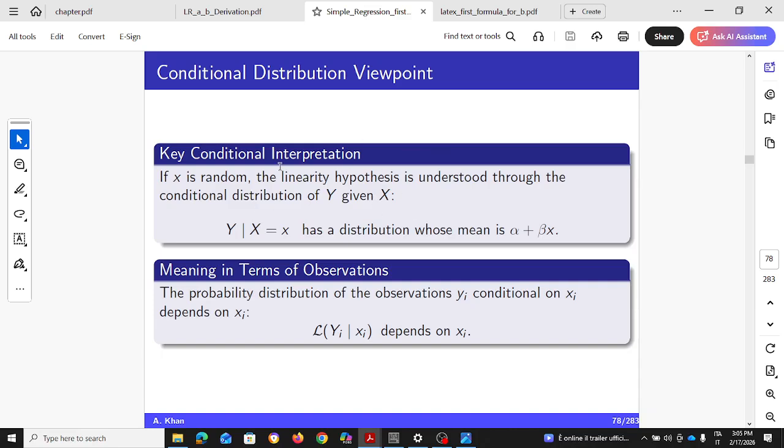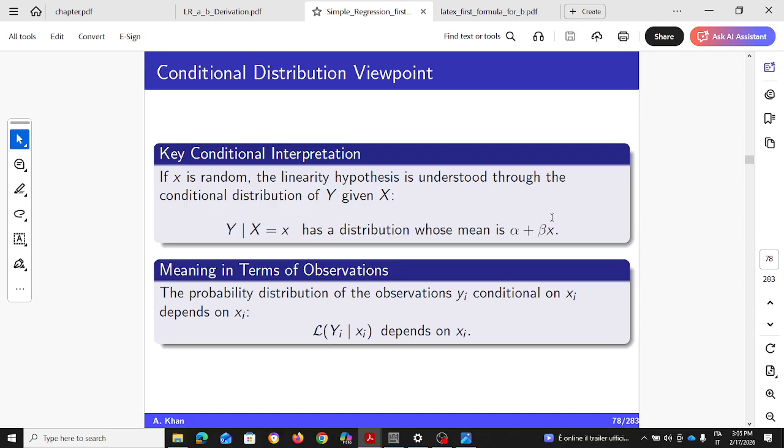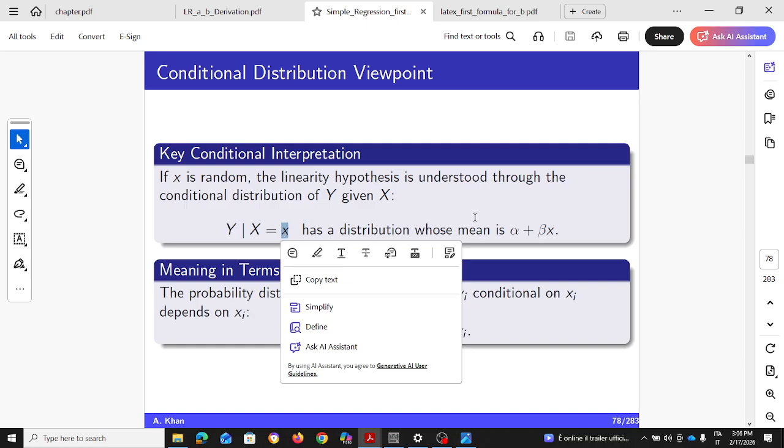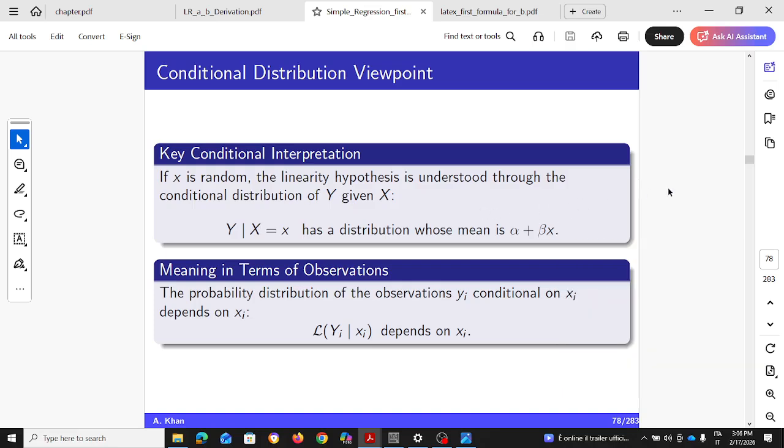So, if we have this case, the randomness case, then everything depends on this value of x. So the linearity then depends on the new value each time it takes. And then this has a distribution whose mean is this. Now this value, beta x, is changing each time, and we have a random value. So the slope now depends on this value of x. Clear?